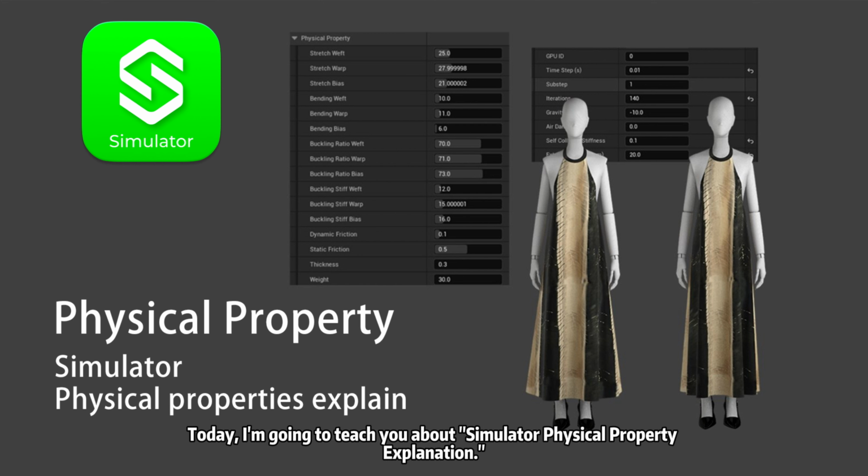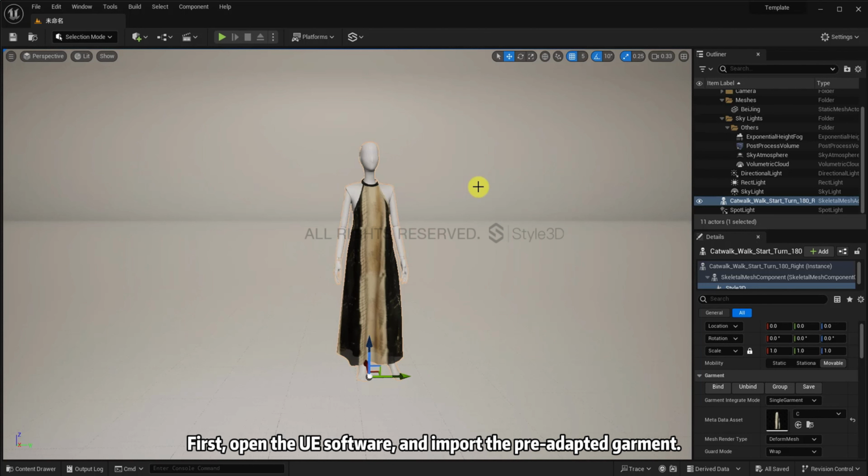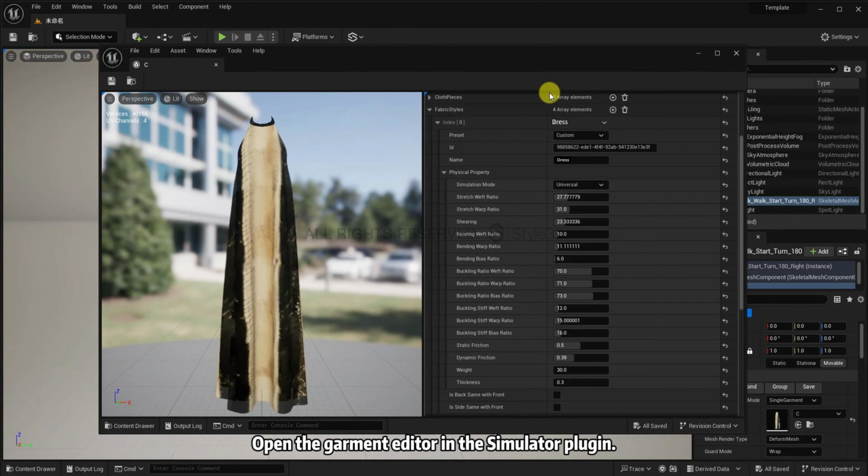Today, I'm going to teach you about Simulator Physical Property Explanation. The focus of this lesson is the principles and functions of various numerical bars in physical property. First, open the UE software and import the pre-adapted garment. Open the garment editor in the Simulator plugin.